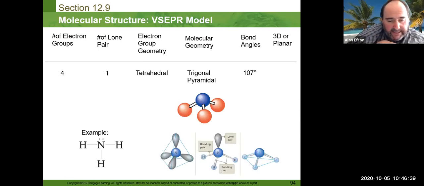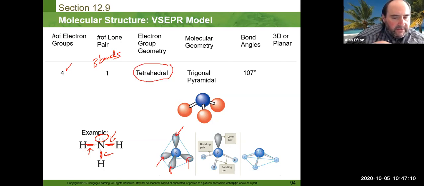Other questions on that? So let's talk about another tetrahedral type geometry. If we look at NH3, it has 4 electron pairs. But here in NH3, it only has 3 bonds, so it's got 3 bonds and 1 lone pair. For something with 4 electron pairs, the way that the electrons are arranged, as you can see in this picture, is still tetrahedral. So the electron pair geometry will still be tetrahedral.